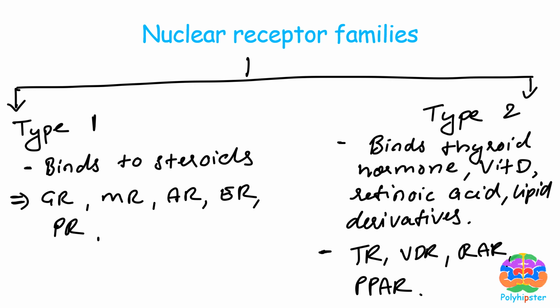Now, the steroid hormone receptors include the glucocorticoid receptor, mineralocorticoid receptor, androgen receptor, estrogen receptor, and the progesterone receptor. Whereas the type 2 receptors include the thyroid receptor, vitamin D receptor, retinoic acid receptor, and the peroxisome proliferator activated receptor. That's all for now.